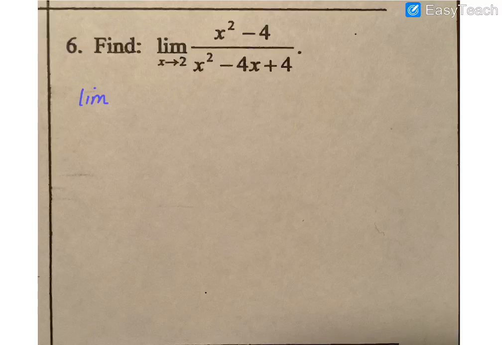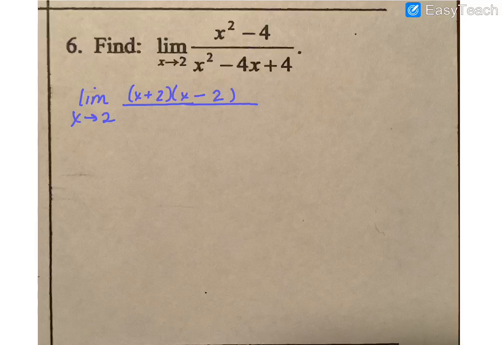So let me rewrite it. The limit as x approaches 2. As we look at the numerator, x squared minus 4 is the difference of squares, so I can factor that. X squared breaks into x and x. The square root of 4 is 2, so 2 and 2. If it multiplies to be negative 4, I need to use a plus and a minus.